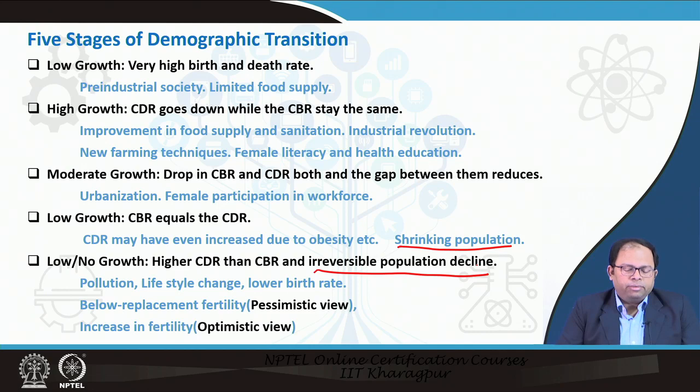If this is not reversing, then we can attribute this to lifestyle changes and lower birth rates, but both can happen. That means a society can also replenish this loss by taking certain measures. The pessimistic view is below replacement fertility levels. That means we have attained a fertility level which cannot replace the population, so the population is on a permanent decline. Or there could be an optimistic view, where when this kind of situation is faced by a society, it takes some measures and fertility increases, and then again we can return to a situation of higher growth.